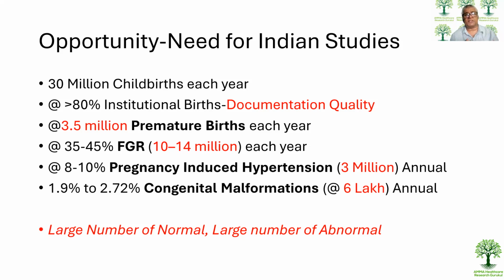So if you look at this, you can see that we have a large number of normal childbirths. We have a large number of normal fetuses. We have a large number of abnormal fetuses as well, or fetuses that pass through an abnormal course during the pregnancy. And there's no reason why we cannot study or compare the normal with the abnormal in our population, in our context, in our settings. We have large numbers to do that. And we must be doing that. So that is the opportunity, and there is a need for Indian studies. Needs that look at parameters that apply to our population as well.